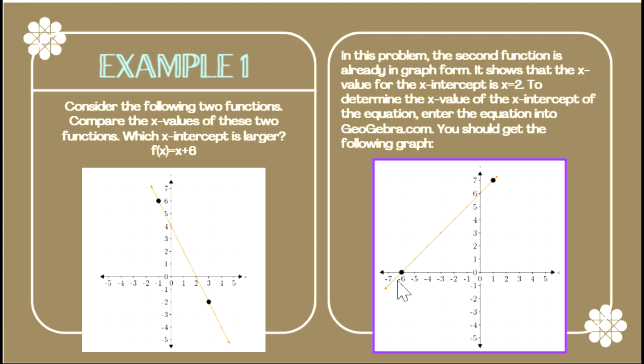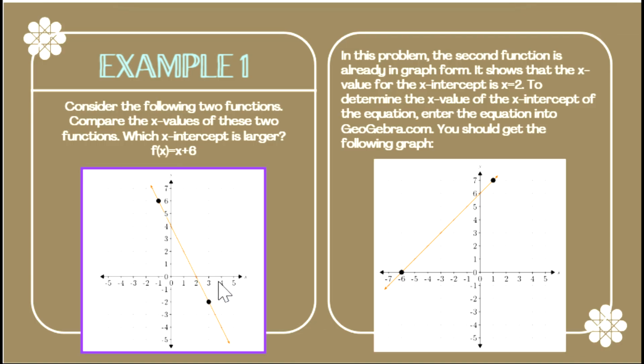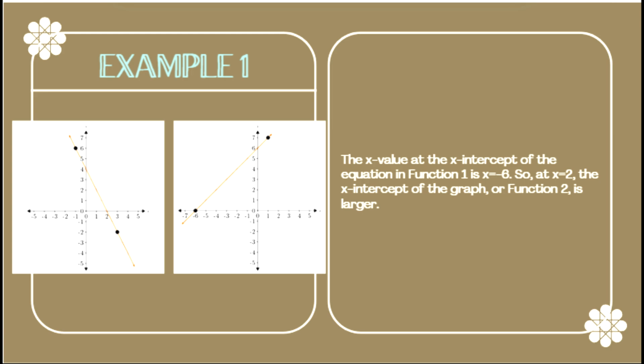This is the graph that you get, and you can see the x-intercept is -6. So the question is, which of these two functions has a larger x-intercept? Well, obviously it's this one, because positive 2 is bigger than -6. It says function 2 is the larger, which makes no sense.